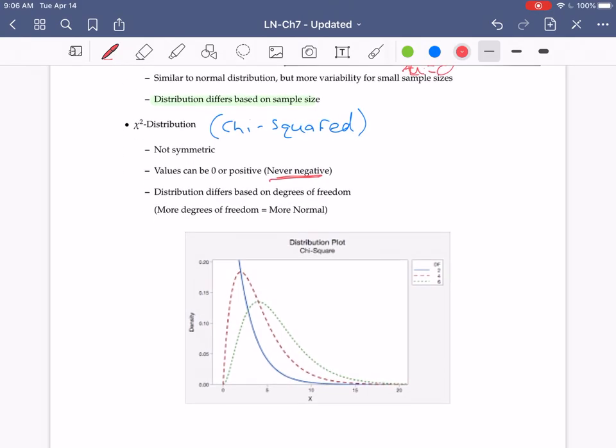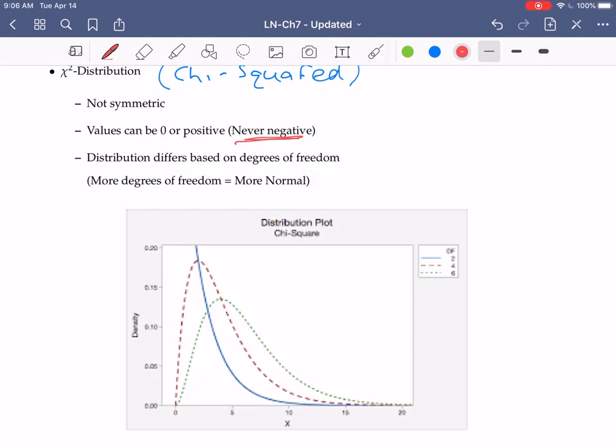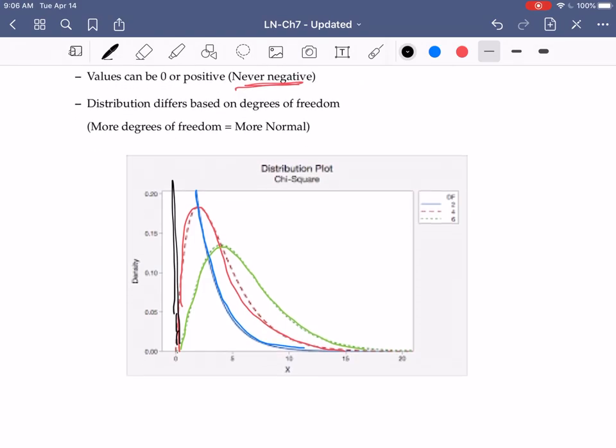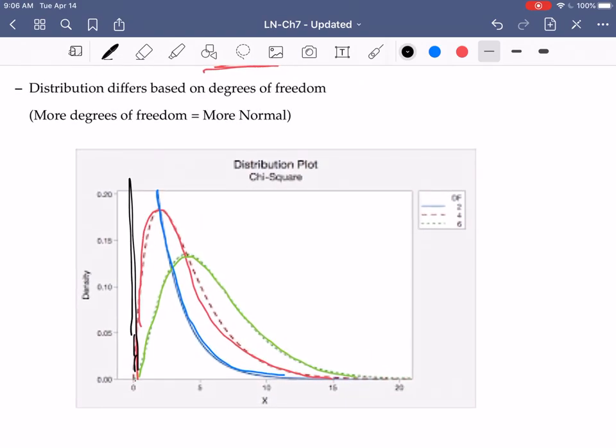So here are some examples of what that chi-squared distribution might look like. We could have a chi-squared distribution that looks like this red line, or like the green one. We could even have a chi-squared distribution that looks like that blue line. Notice here that 0 is right there at the beginning. So that's where our 0 value is. And so our chi-squared distribution can differ based on these different values.